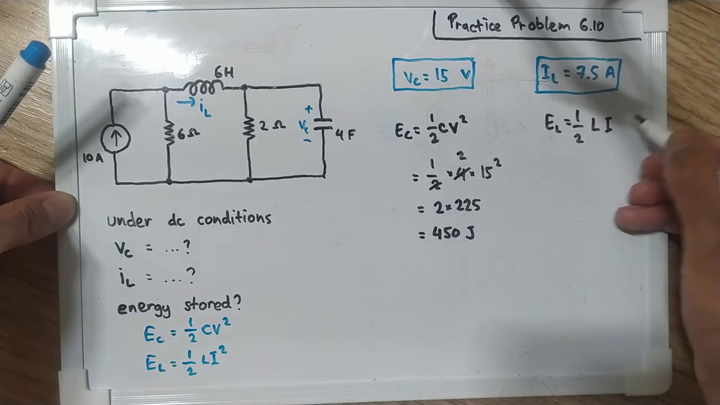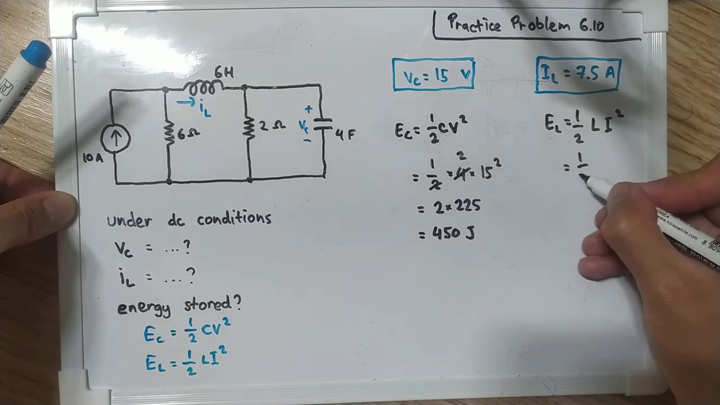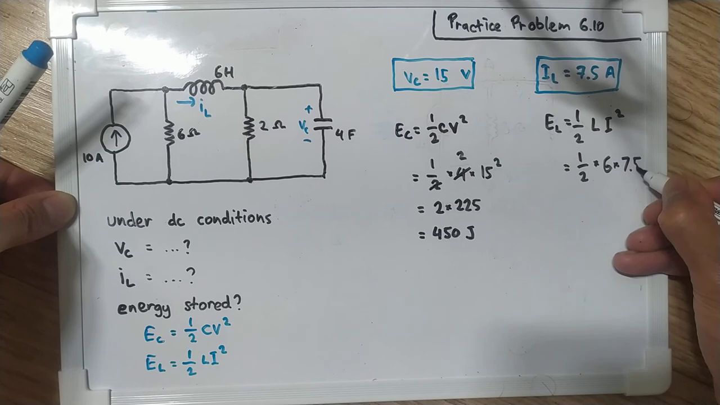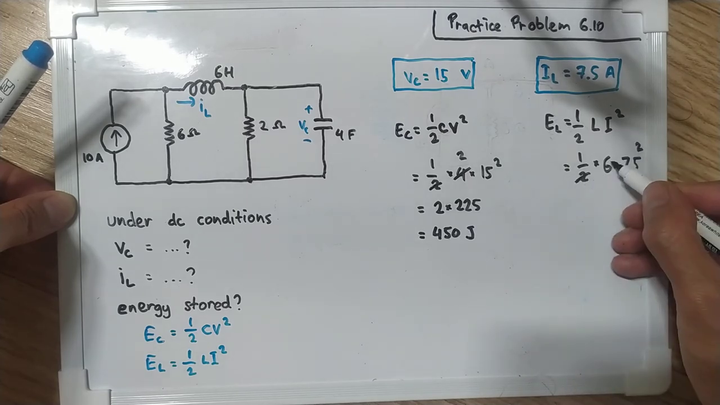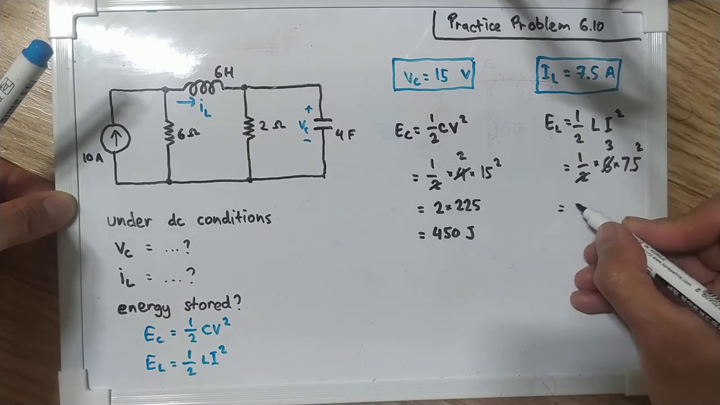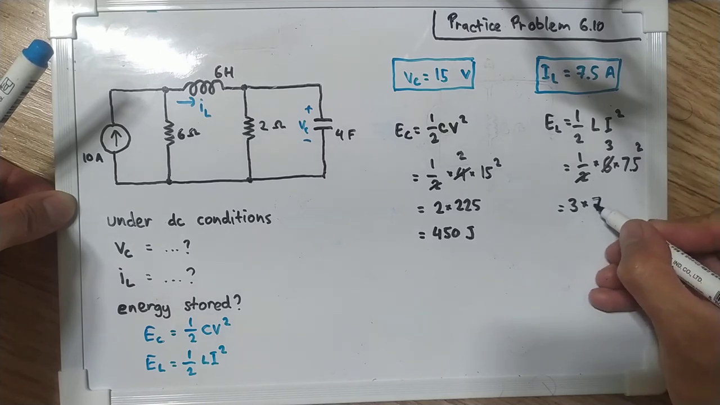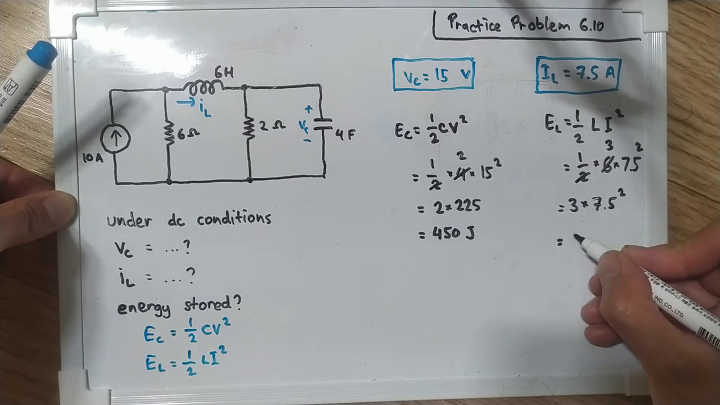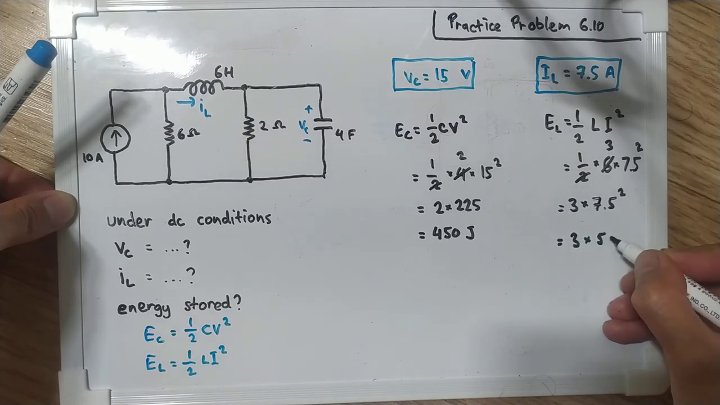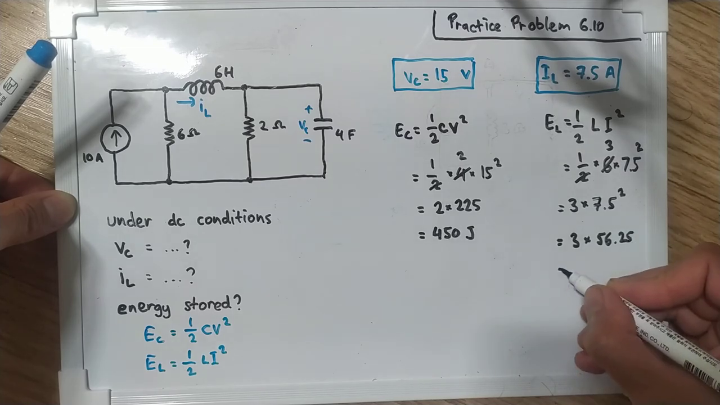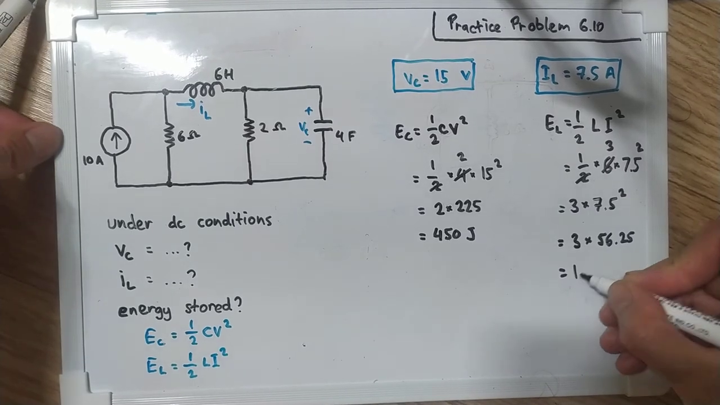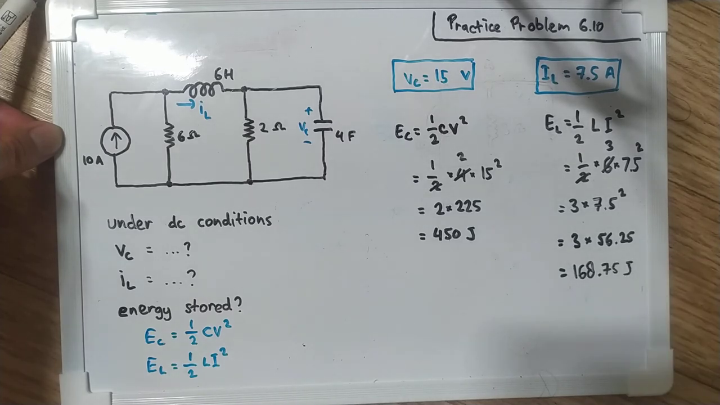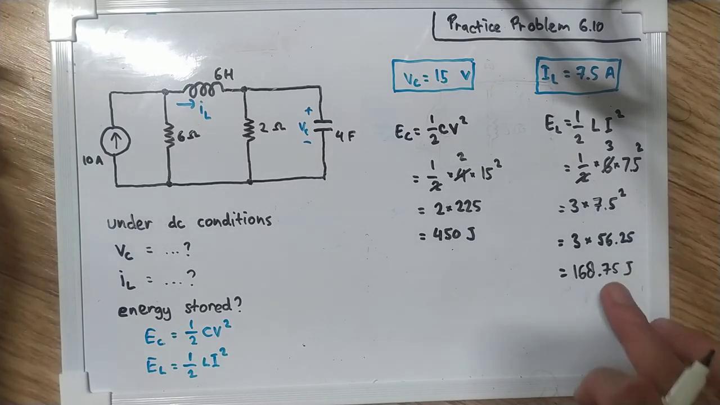Okay, and then for the inductor, we will have the energy stored in the inductor, which is 1/2 multiplied by the inductance and then the current squared. So 1/2 multiplied by the inductance, which is 6 Henry, multiplied by 7.5 squared, and this 2 and 6 will cancel into 3. So I will have 3 multiplied by 7.5 squared, and 7.5 squared is 56.25, and then this will be 168.75 joule. I don't have a calculator, so I calculated this manually, so sorry if there is a mistake.